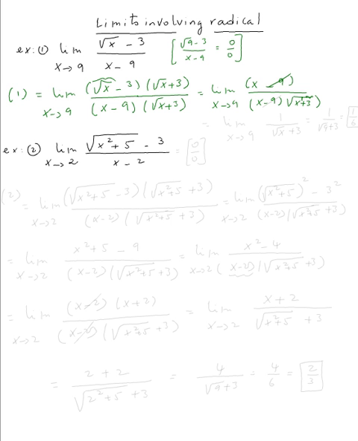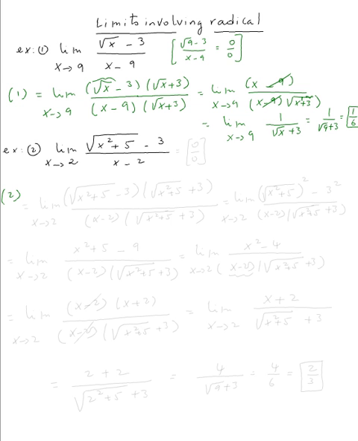Now we can simplify x minus 9 over x minus 9. This will be equal to the limit as x approaches 9 of 1 over square root of x plus 3. Now just plug in the 9 and you'll get 1 over square root of 9 plus 3. Square root of 9 is 3, 3 plus 3 is 6, so it's 1 over 6. It's pretty easy.